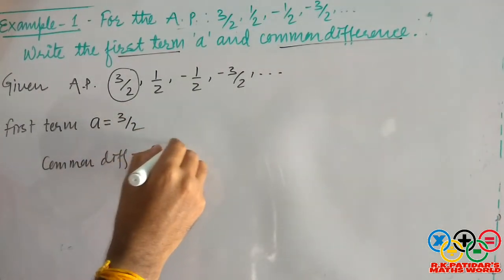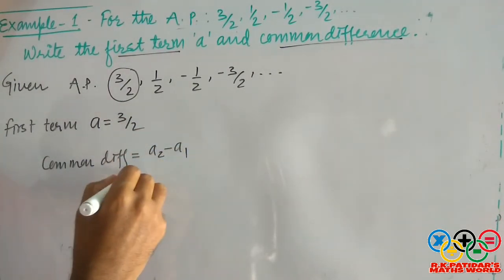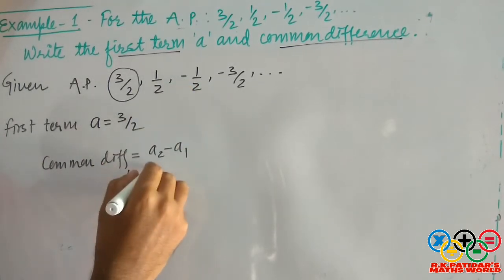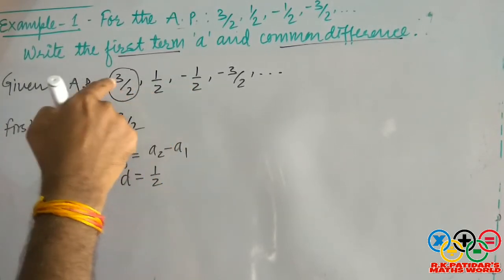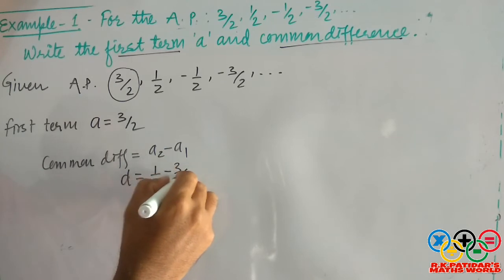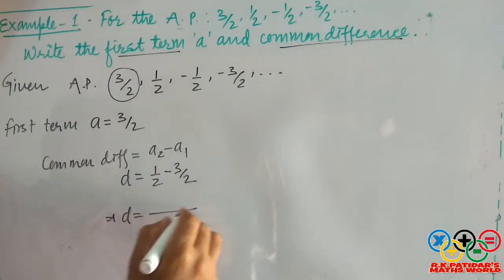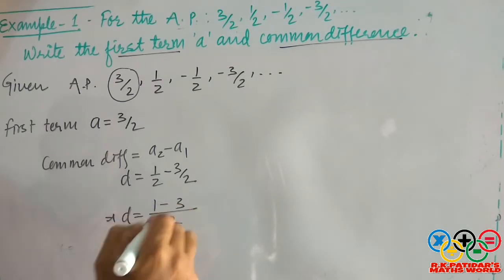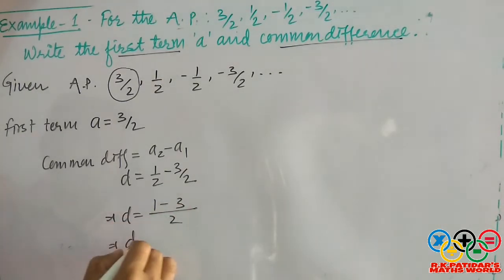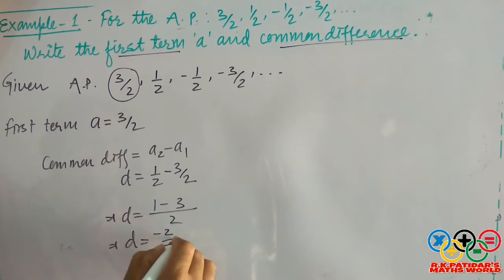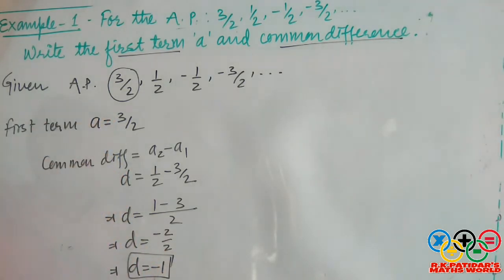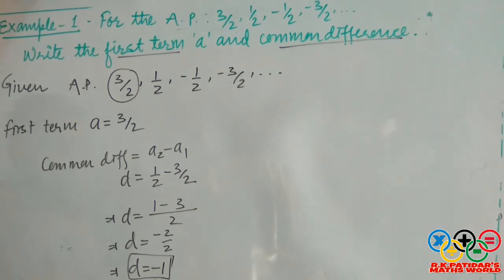Common difference: from the second term, we subtract the first term. So D is equal to second term, which is 1/2, minus first term, 3 by 2. So D is equal to, denominator same, 1 minus 3. So D is equal to minus 2 by 2. Minus 2 by 2 means 2 1 ja 2, that is D is equal to minus 1. So common difference is minus 1 and first term is 3 by 2.